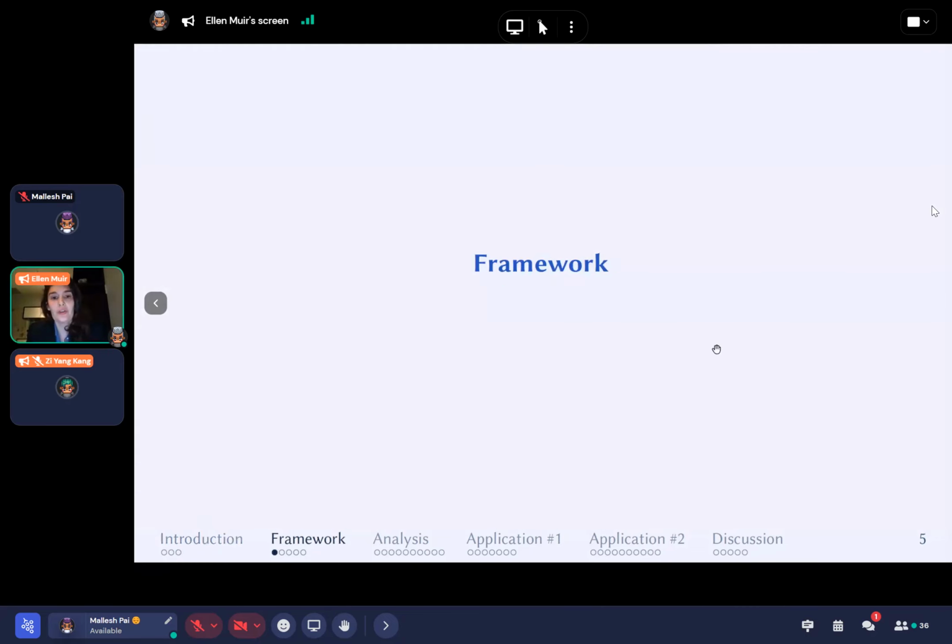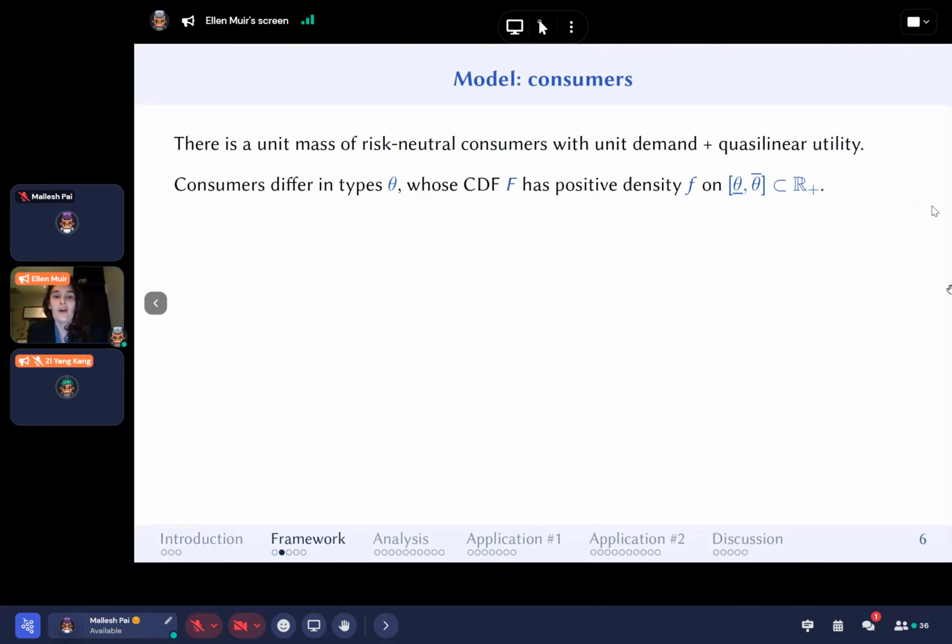Okay, so let's go through the framework. For the large part of the framework, it's going to look fairly standard. Basically, what we're going to do is massage things eventually in our analysis so that we're able to apply classic tools from mechanism design to characterize what the solution is for this general class of problems. So for the first part of the model, we're going to look at the consumer side.